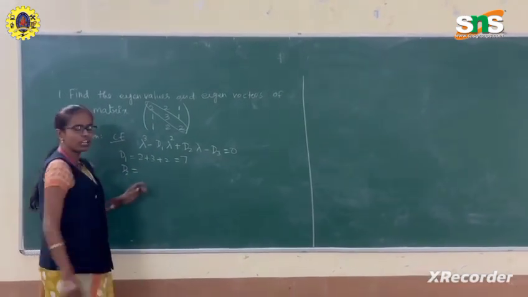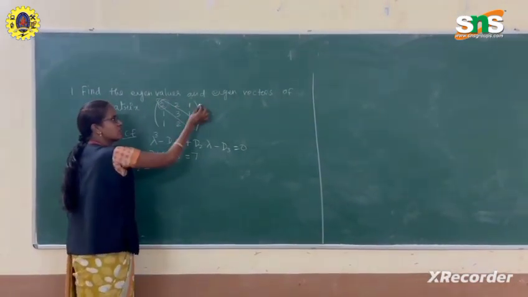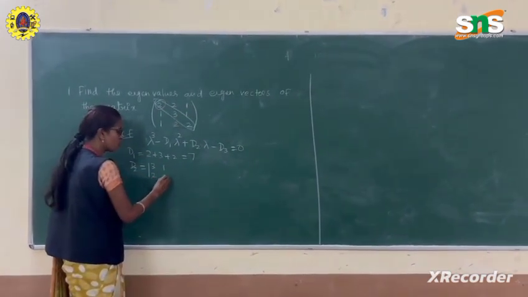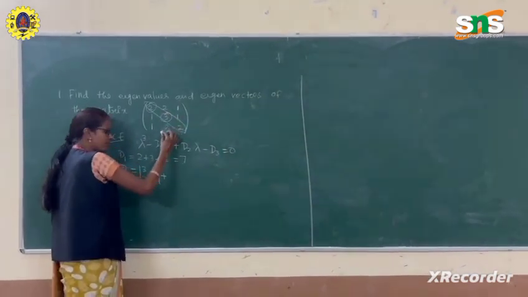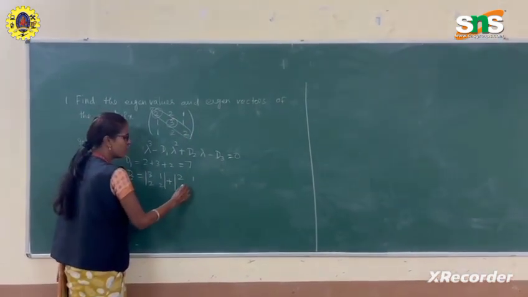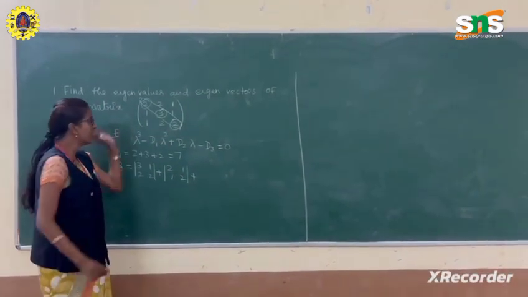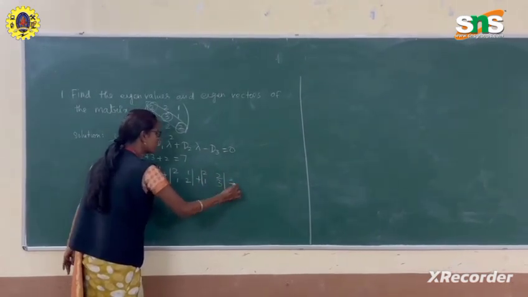So d2 equals the sum of the minors of the main diagonal. The first diagonal: take the first row, first column, and take the remaining as a matrix. So 3, 1, 2, 2. And the second diagonal: leave the second row, second column. The remaining is 2, 1, 1, 2. And the third diagonal: leave the third row, third column. The remaining one is 2, 2, 1, 3. Just find the answer.